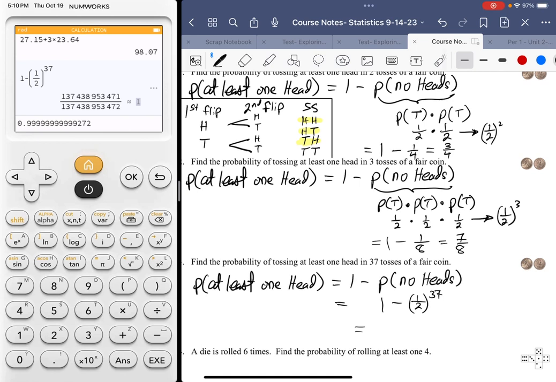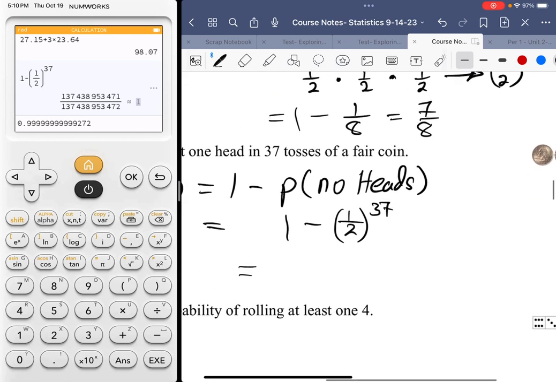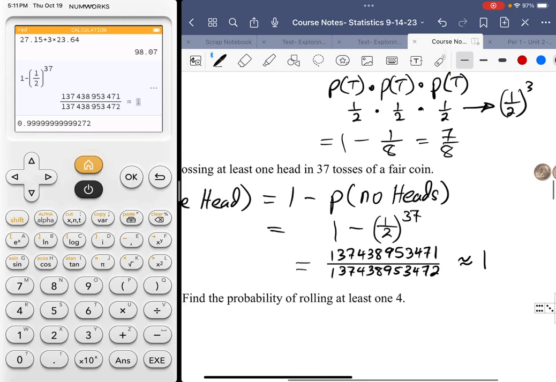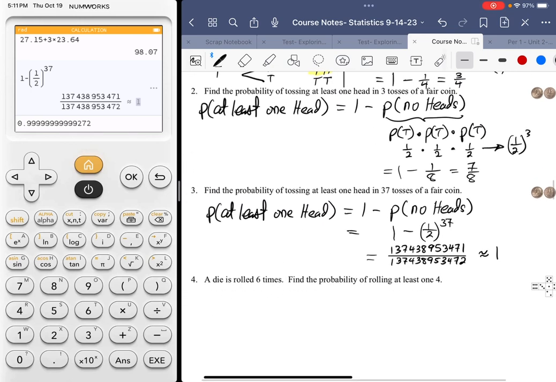So your choices are to write that whole fraction form, 13743895347 all over all that stuff except a 2 at the end. Or you can just say approximately equal to 1. It's not really equal to 1. You have to be careful about that. If you were to say it's equal to 1, you're saying it's guaranteed to happen. I mean, it's virtually guaranteed to happen.